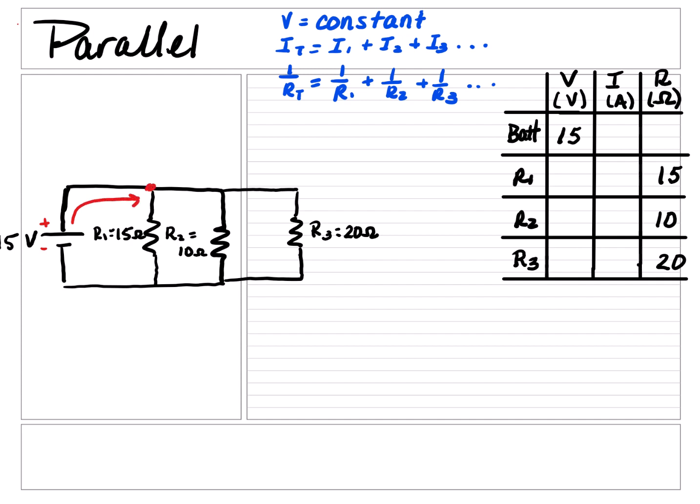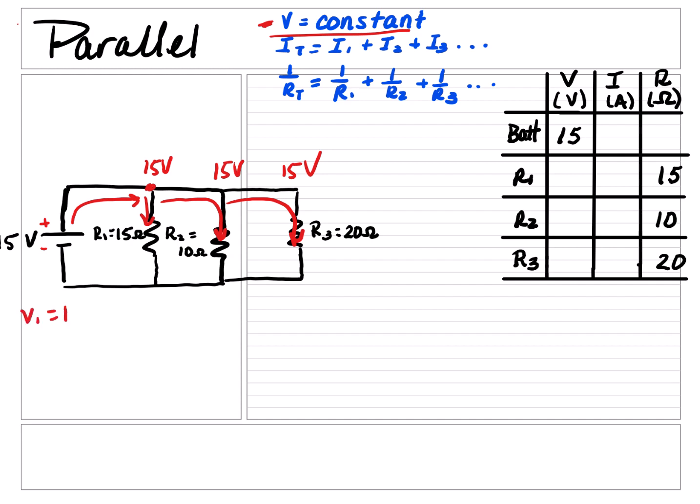When it reaches this junction, the current could go through R1 or R2 or R3. Since there is more than one path, this is a parallel circuit. So again, since voltage is constant, we're going to look for the voltage. Here, the voltage at the battery is given as 15. Since we know the battery, R1, R2, and R3 are parallel, we know that the voltage through R1 is 15, R2 is 15, and R3 is 15. We could find the current through R1, R2, and R3 because we know the voltage and we know the resistance.